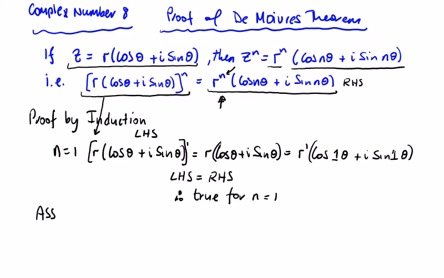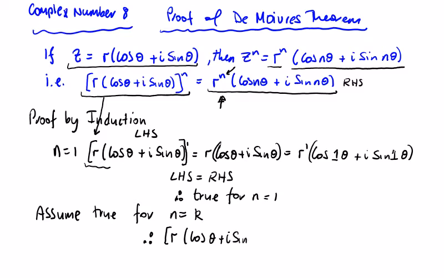So we're going to assume, like all these proofs by induction, assume true for n is equal to k. So therefore we have, using the left hand side here, r times the cos of theta plus i times the sine of theta, all to the power of k. That's going to be equal to this guy, where n becomes k, r to the power of k by the cos of k theta plus i times the sine of k theta.